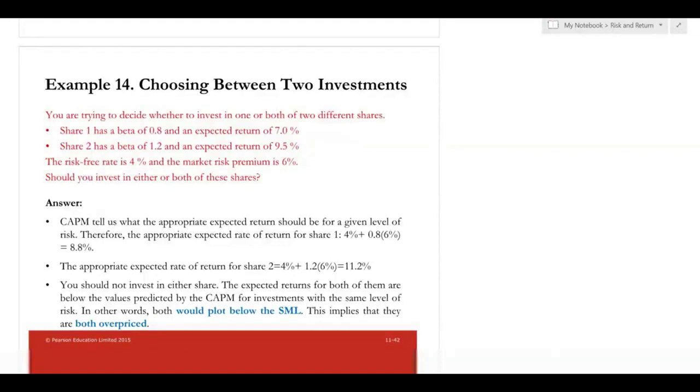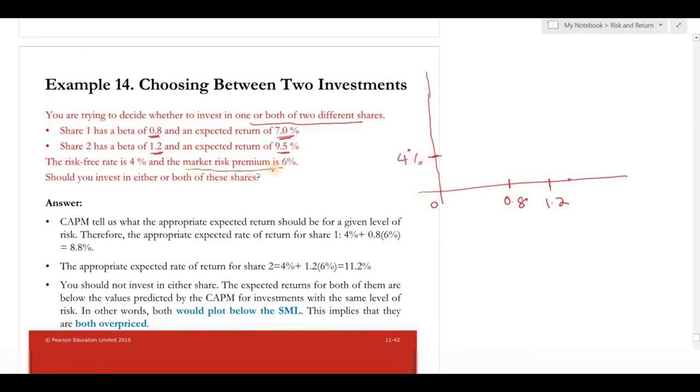So this is a practical example. You are trying to decide whether to invest in one or both of the two different shares. Share 1 has a beta of 0.8 and an expected return of 7%. Share 2 has a beta of 1.2 and an expected return of 9.5%. So for a given level of beta, this beta is 0.8 and the beta here is somewhere here. And where is the risk-free rate? That is here, 4%.